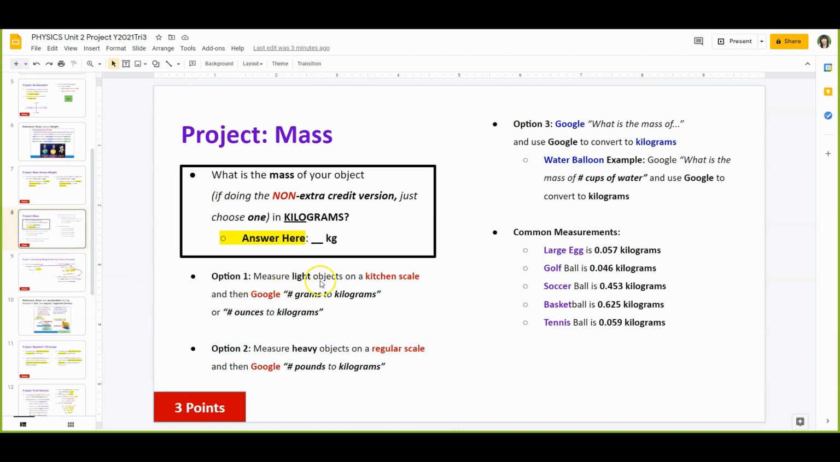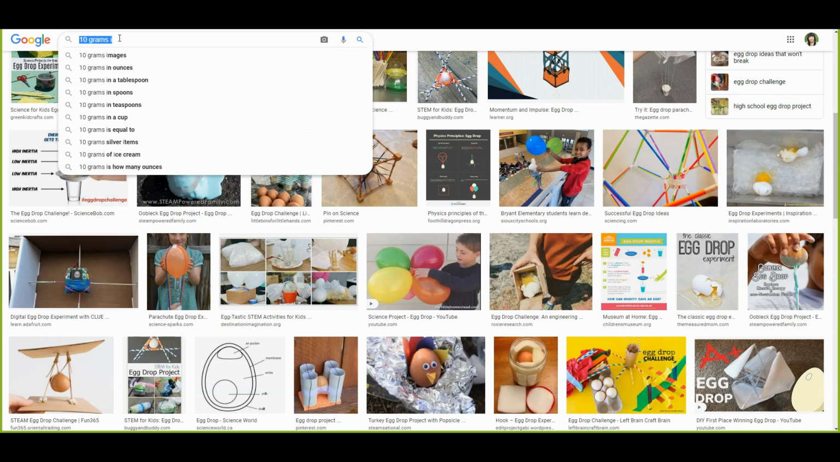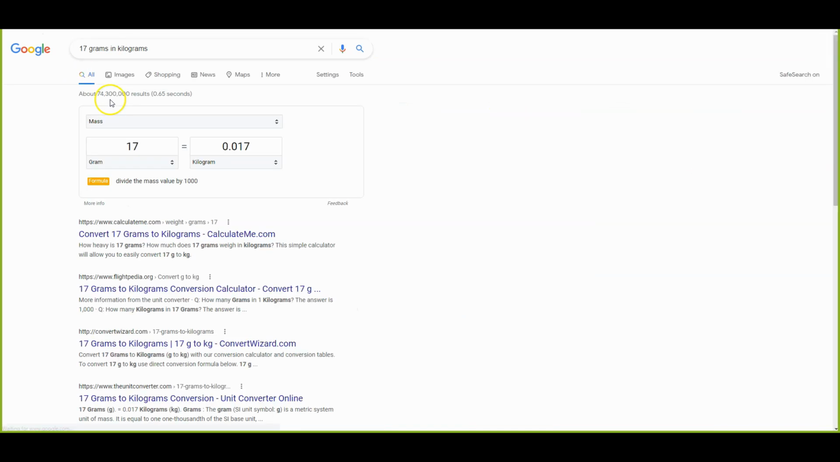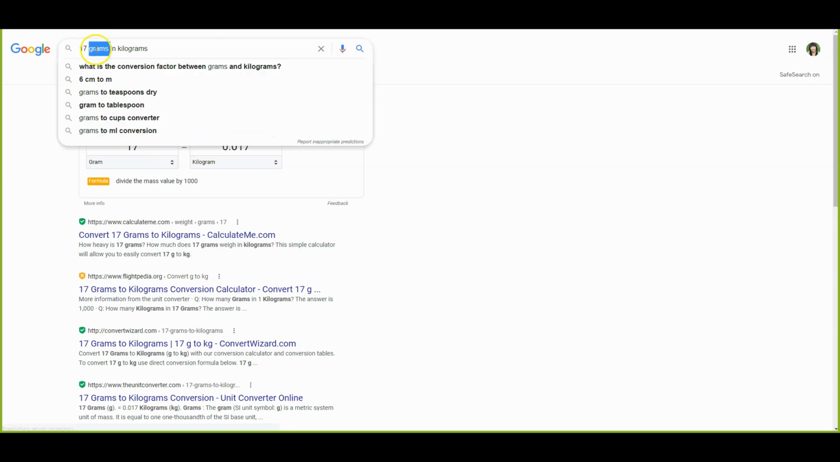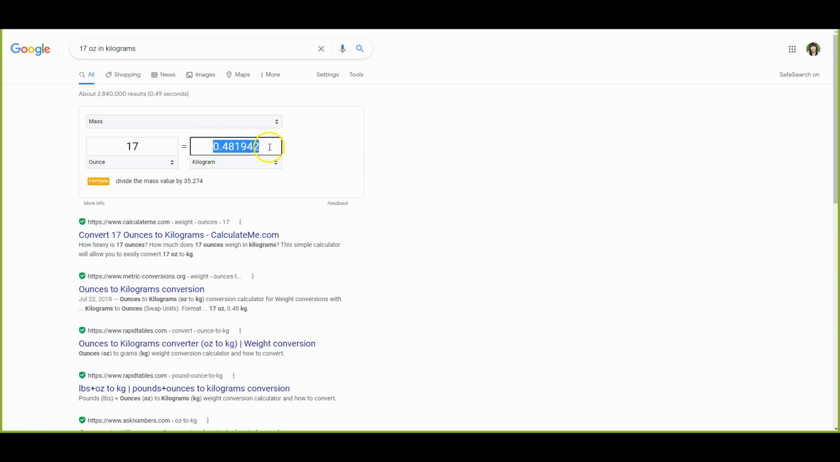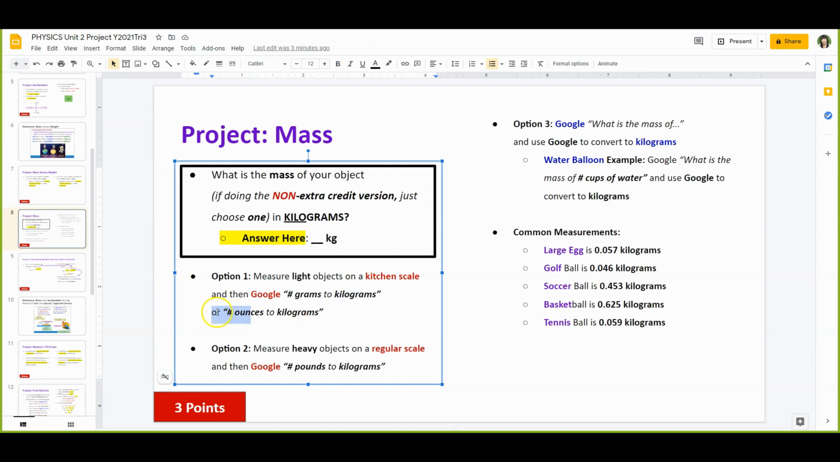So if you have a light object, you can use a kitchen or a food scale. And then that usually measures it in grams or ounces. And then just Google the number of grams to kilograms. So for example, if I go to Google, let's do what is 17 grams in kilograms. It'll tell you that that's 0.017 kilograms. Okay, same thing if I do 17 ounces in kilograms. It would tell me that that's 0.48 kilograms, okay? So just Google your number of grams to kilograms or your number of ounces to kilograms.